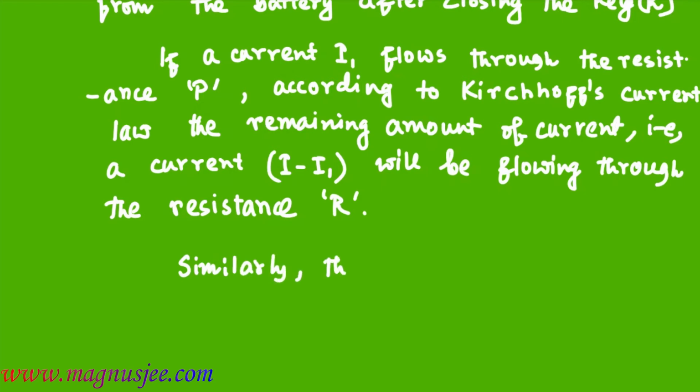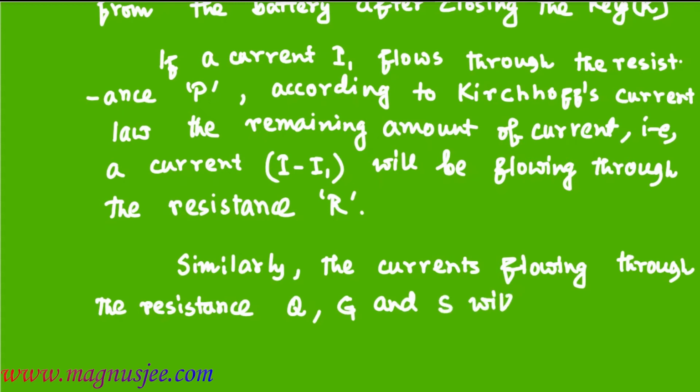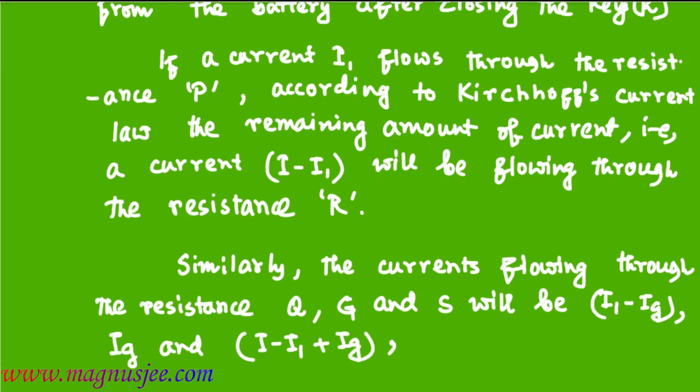Similarly, the currents flowing through the resistances Q, galvanometer G and S will be I1 minus Ig, Ig and I minus I1 plus Ig respectively.